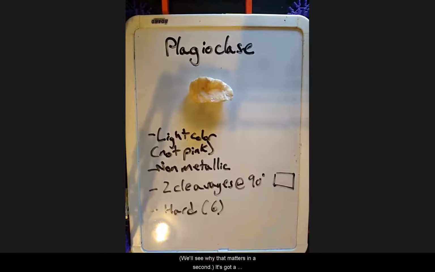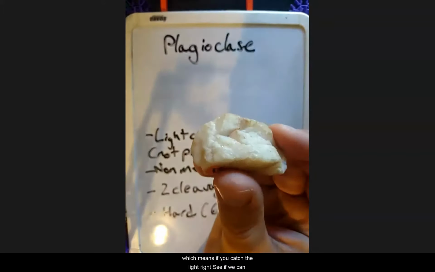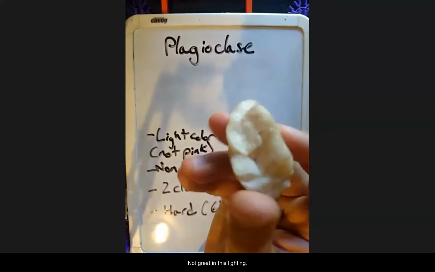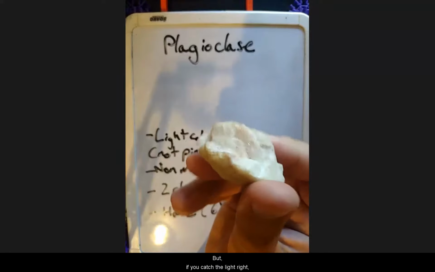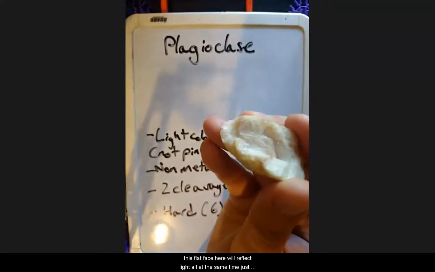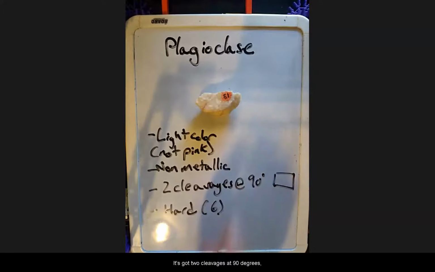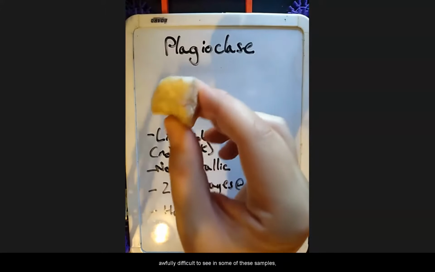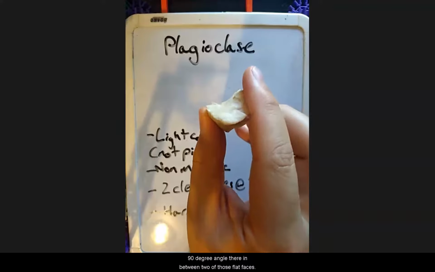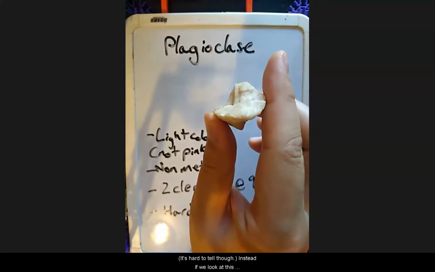It's got a non-metallic luster, and in this case it is vitreous, which means if you catch the light right, not great in this lighting, this flat face here will reflect light all at the same time, just like a pane of glass would. It's got two cleavages at 90 degrees, awfully difficult to see in some of these samples. Maybe you can look down this axis and tell that there's a 90-degree angle there in between two of those flat faces. It's hard to tell though.